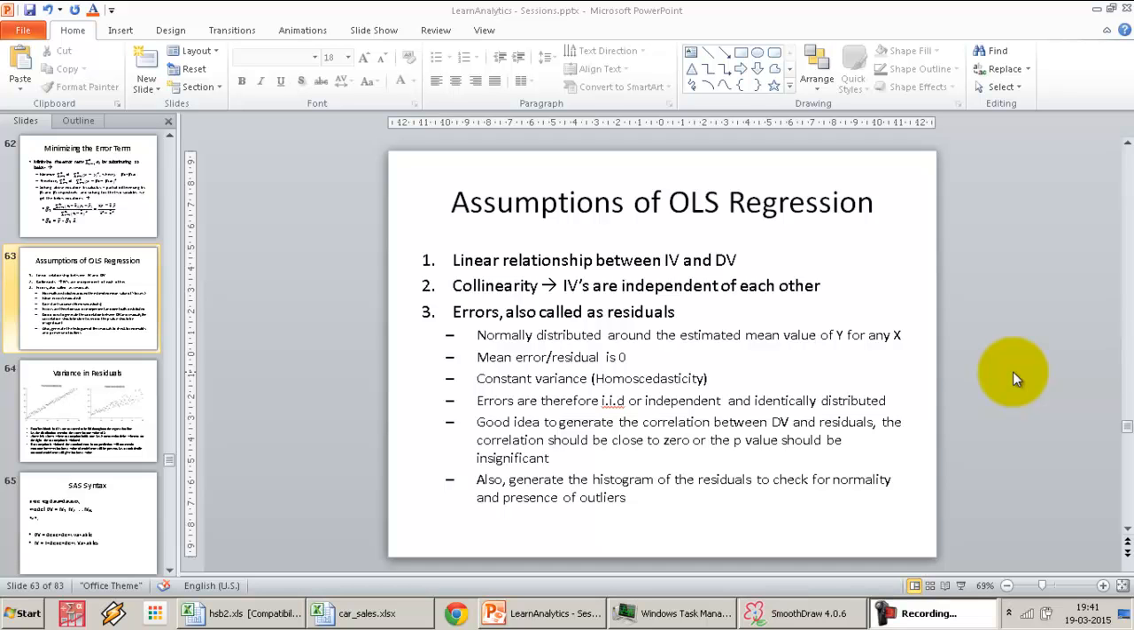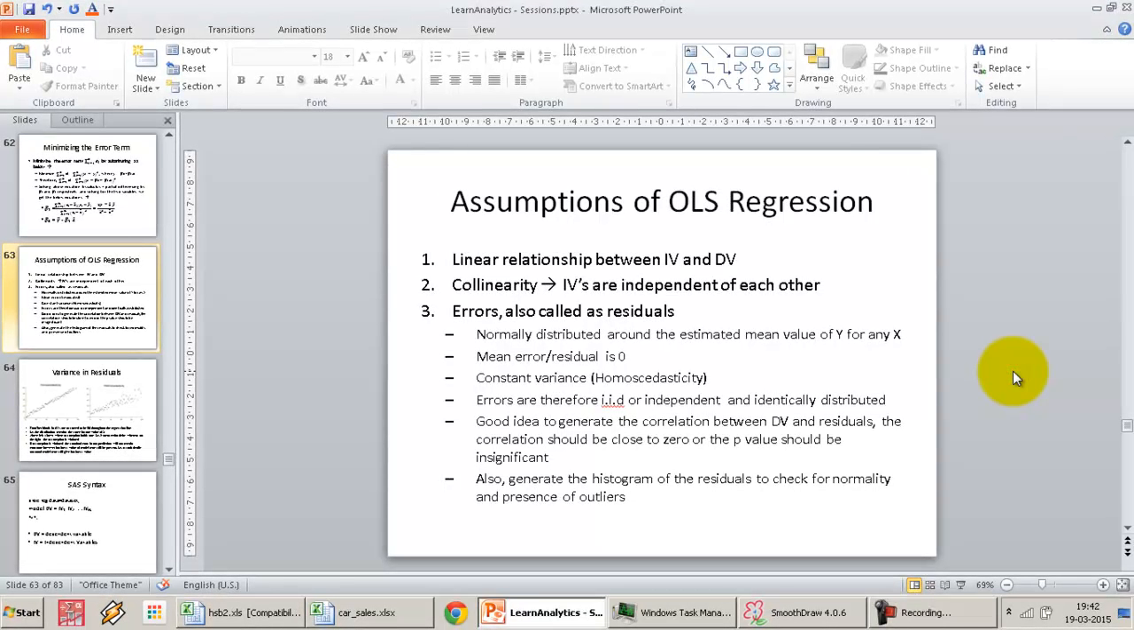Continuing from our previous lecture on Introduction to OLS Regression, I'm going to talk a little bit about the assumptions of OLS regression. More specifically, what are the mathematical and statistical assumptions running behind OLS regression. So first and foremost, the primary assumption is that the independent variable and the dependent variable have a linear relationship between each other. This is the first and foremost of all assumptions in OLS.